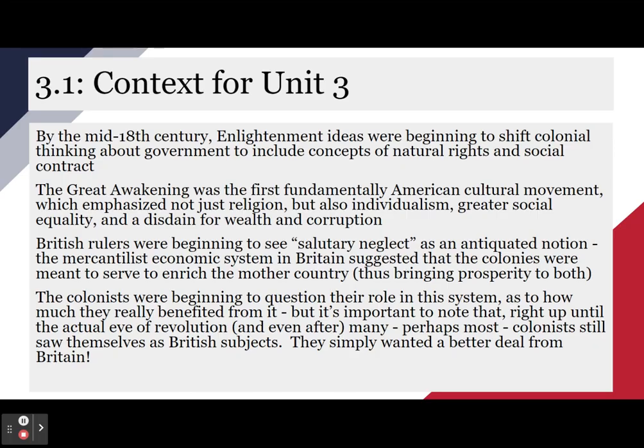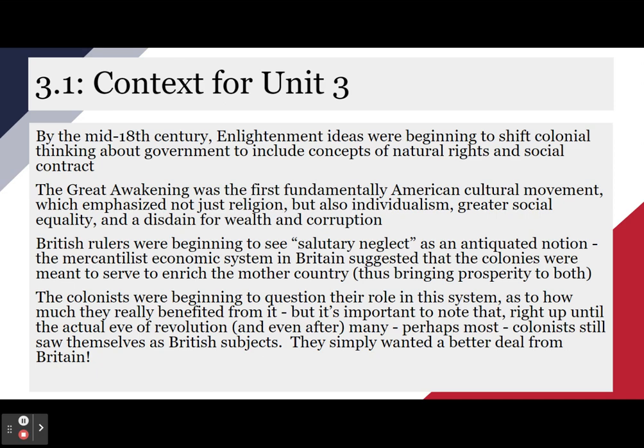On top of that, the Great Awakening was the first fundamentally American cultural movement, which is happening in the 1730s, 40s, and 50s. And it is a religious movement, but it emphasized not just religion, but also concepts of individualism and greater social equality, and also a disdain for wealth and corruption. Increasingly, we're starting to see colonists looking at many of the colonial rulers, at least those from the British royal rulers, as somewhat corrupt.